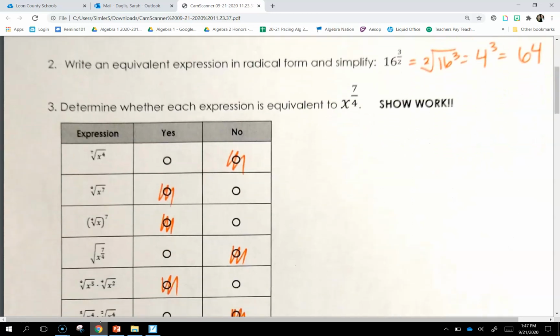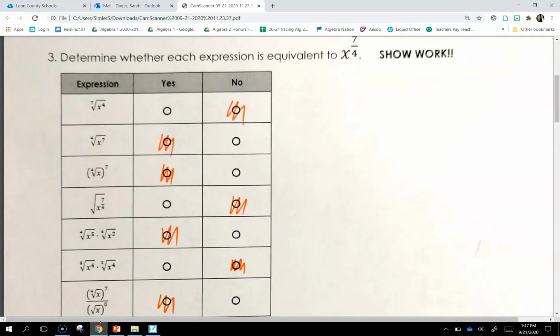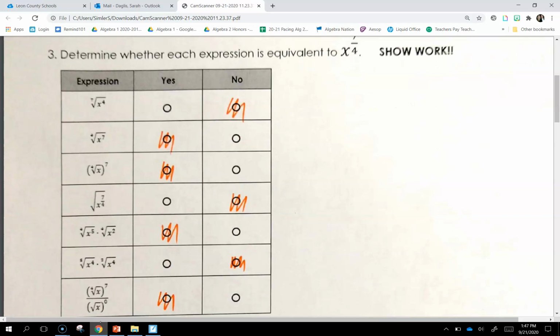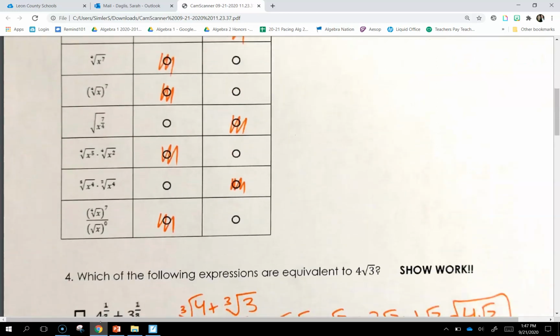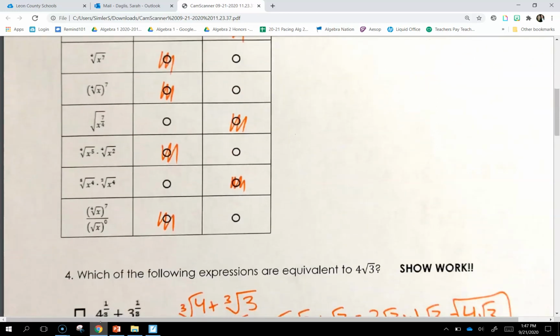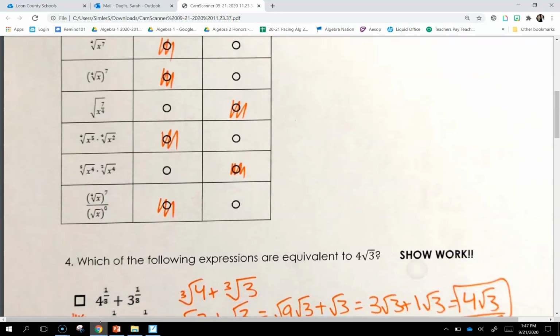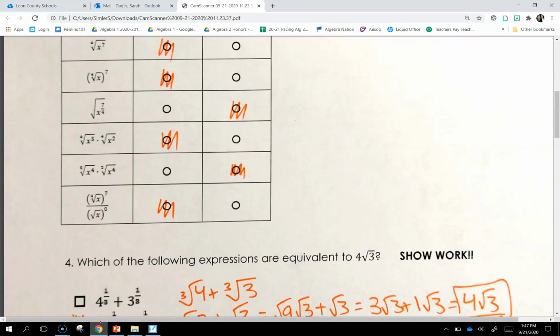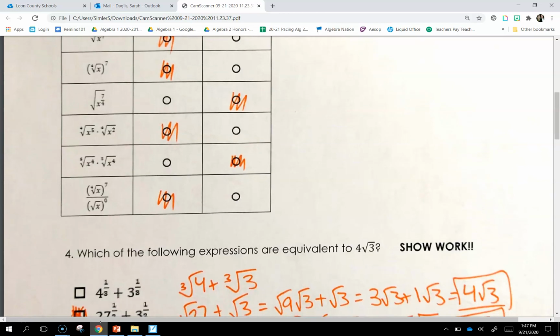Number 3, I did at the end of the notes last time, so that's where all the work is, and make sure you have all the work there also. Number 4, it wanted everything to be equal to 4 times the square root of 3. This first one, it's in rational exponent form. They're both 1/3. So I rewrote it as cube root 4 plus cube root of 3, which is not going to give me what I want, so that box does not get checked.